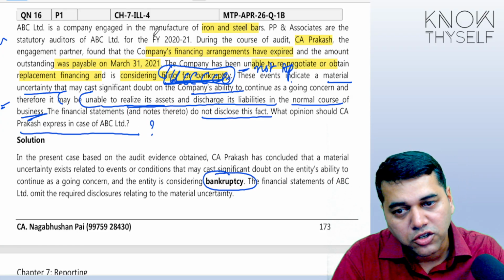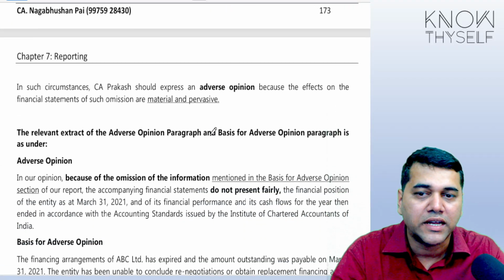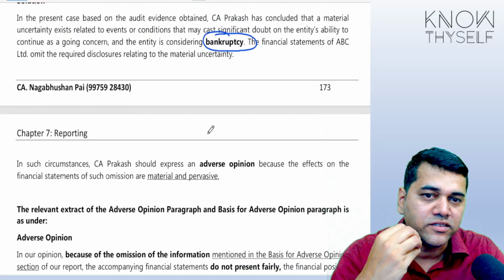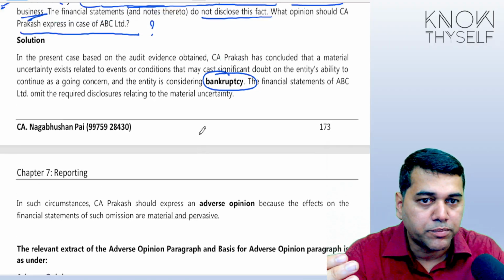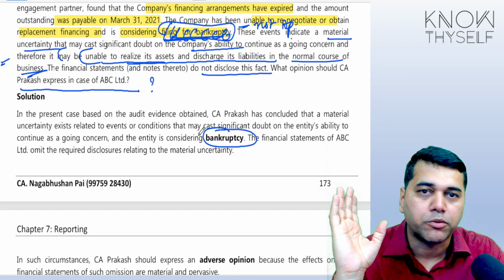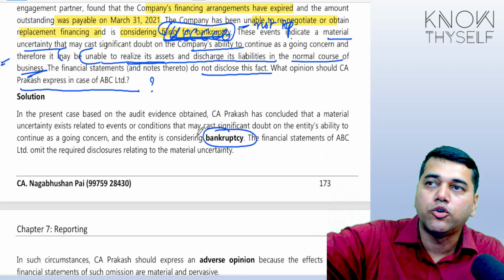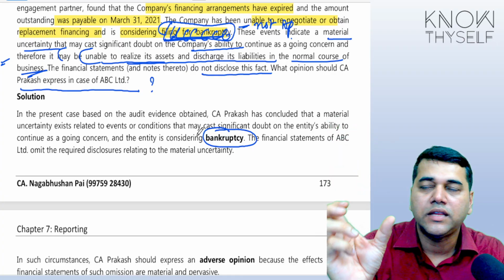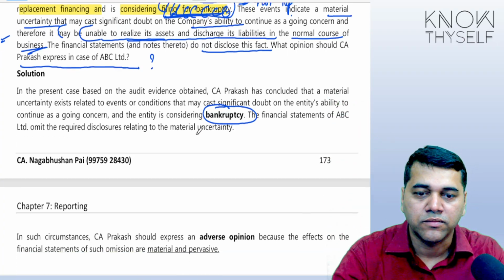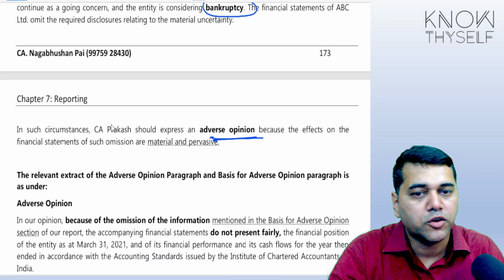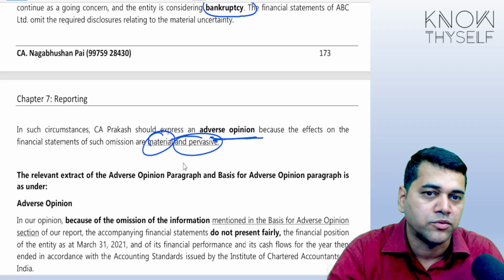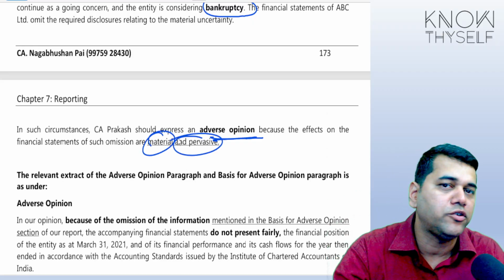So you can talk like that. They are filing for bankruptcy. That means going concern is clearly inappropriate. And if the going concern is inappropriate, disclosures won't make it appropriate. So it's not that I will give a clean opinion and have one heading that there is a material uncertainty. In this case, I will end up giving an adverse opinion because my effect is material and pervasive. So these are all the keywords that should appear in your answer.